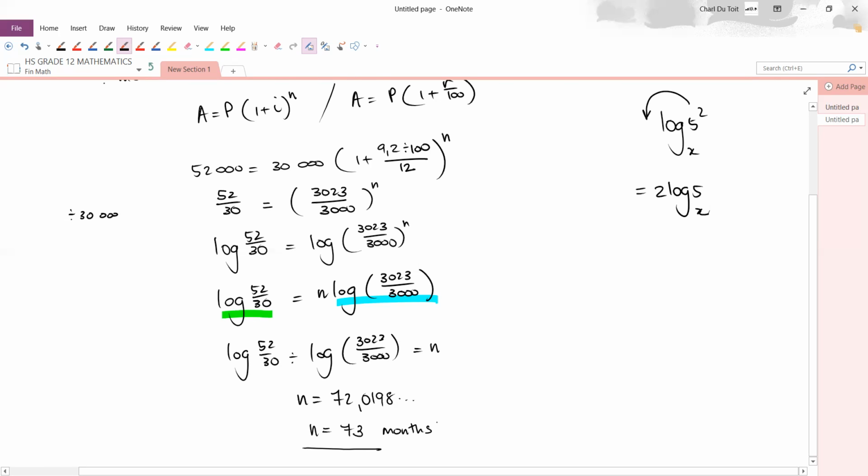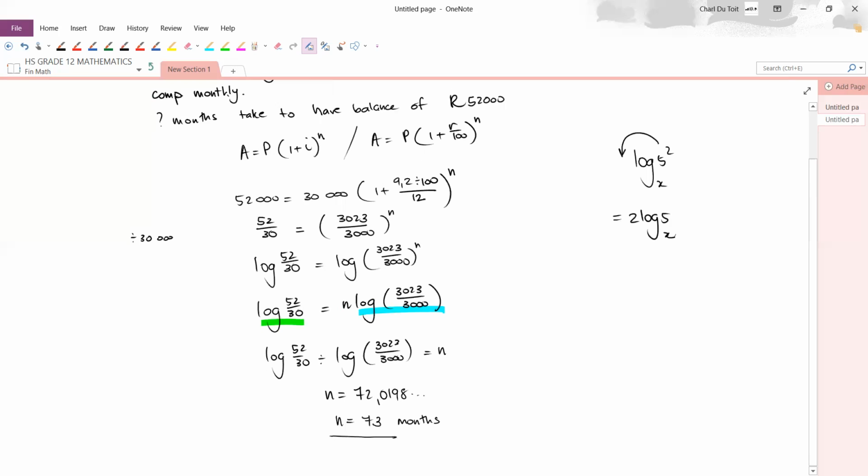You will have this 52,000 Rand after 72 months and let's say 3 days. We haven't calculated that, but that means you are already in your 73rd month. So it will take 73 months. That's just the way they actually do it. You don't have to wait out the full 73 months, but you will be already in the 73rd month. So you can't answer it as 72 months. Okay, that's basically what you have to be able to do.